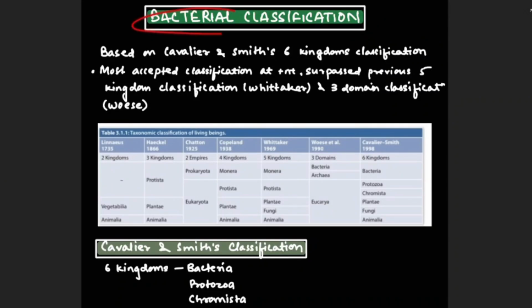Hey future doctors, today we are going to see about bacterial classification. So this is the most important table. First is the two kingdom classification, given by Linnaeus, which was divided into Vegetabilia and Animalia. The three kingdom classification was given by Haeckel, which is divided into Protista, Plantae and Animalia.